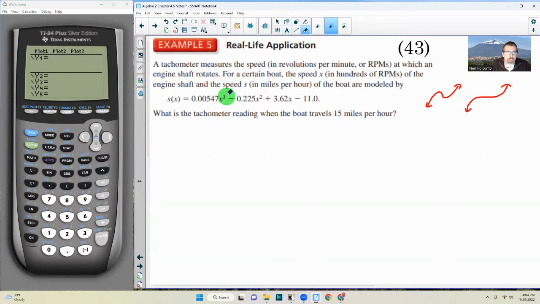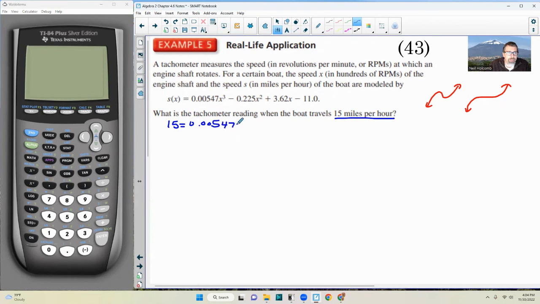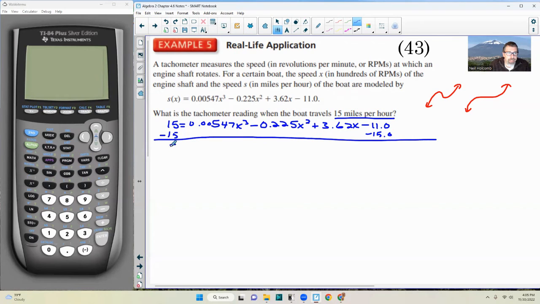The next thing we want to do is focus on Descartes' rule. So if I take this, oh, by the way, it says, what is the tachometer reading when the boat travels 15 miles per hour? Well, that's our speed in miles per hour, so that's our s of x. So the first thing we do is substitute in 15 for that, and get 15 equals 0.00547 x cubed minus 0.225 x squared plus 3.62 x minus 11. I'm just showing all my work, and I want this to equal 0 if I'm going to find solutions. So I need to subtract 15 from both sides to get 0 again. So I do that, and I'm going to get 0 equals, actually I shouldn't put s of x now, I should put 0 because s of x is 15.